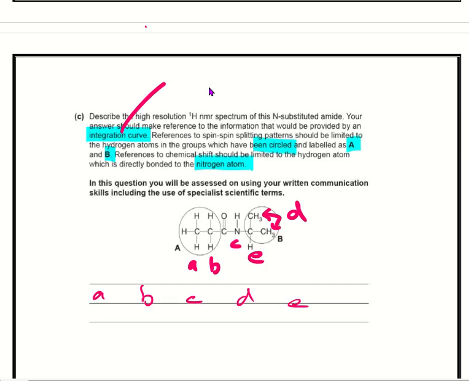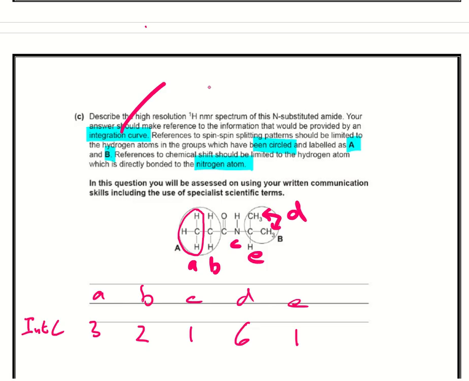Let's deal with the integration trace first of all, or integration curve as they have called it here. Let's deal with A first of all. We're going to have a 3, B is going to be 2, C is going to be 1, E is going to be 1, and D is going to be 6. So that's your integration curve there.